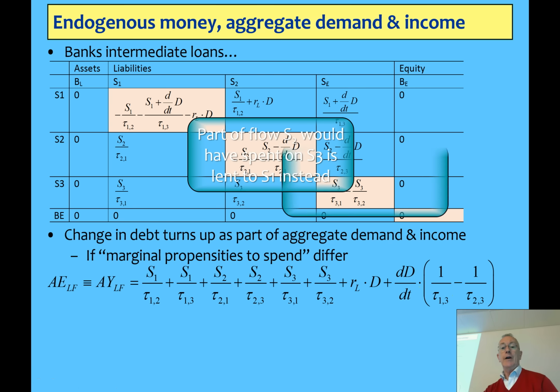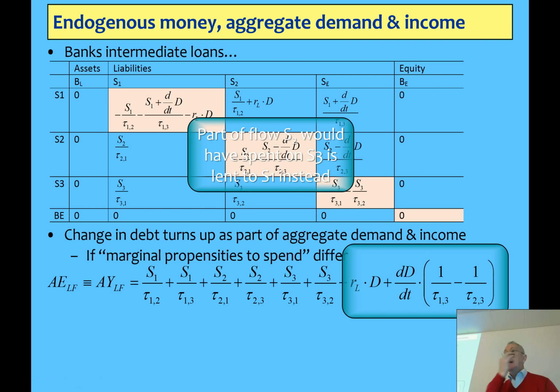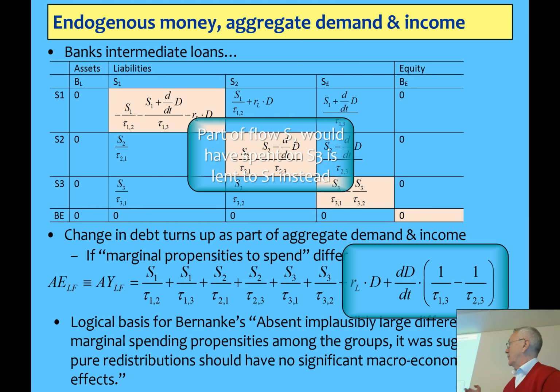So you now have interest on debt and a tiny proportion of the change in debt turning up as a source of both aggregate expenditure and aggregate income in loanable funds. So that's a new little discovery. And that's the logical basis for Bernanke's verbal statement. Again, if the neoclassicals were right about the institutional nature of lending, they'd be right about the role of debt in the economy as well.